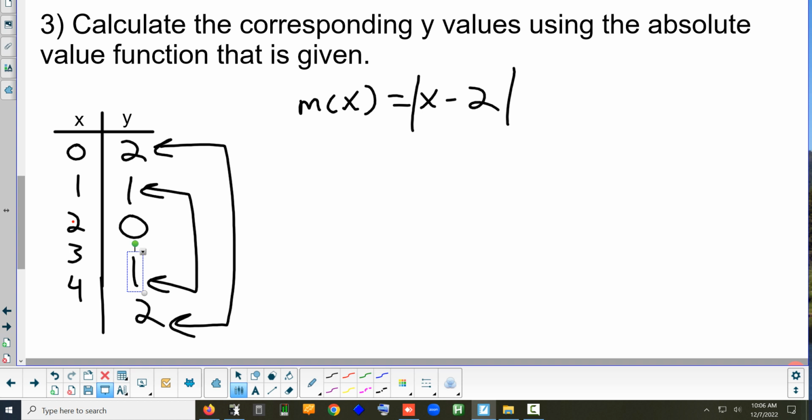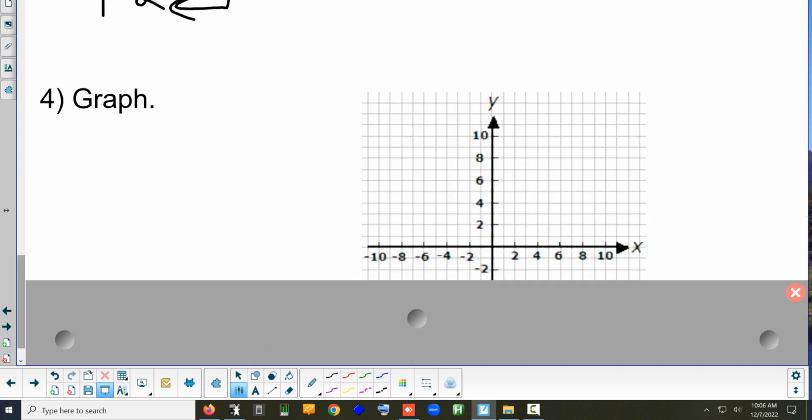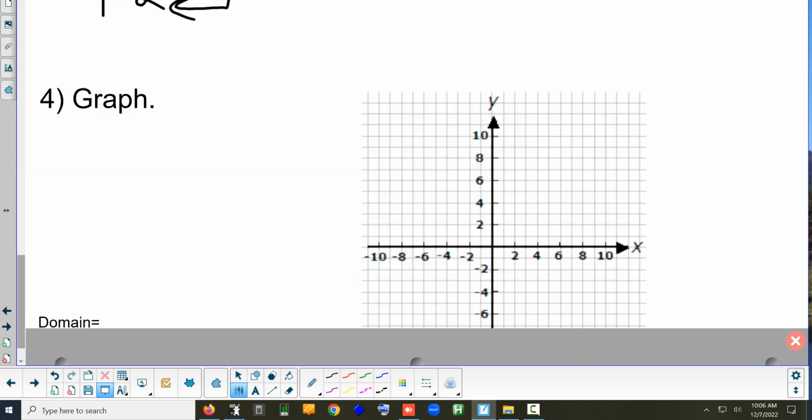So now we've got our table. And what do you think we're going to do with all these numbers in the table? What's the last step? Yeah? Graph. Now we're ready to graph. So step 4 is to graph.